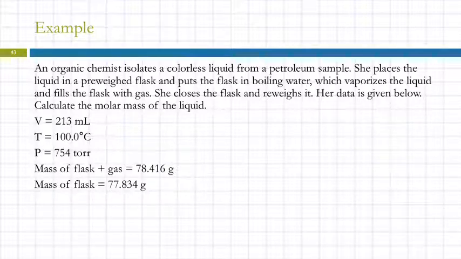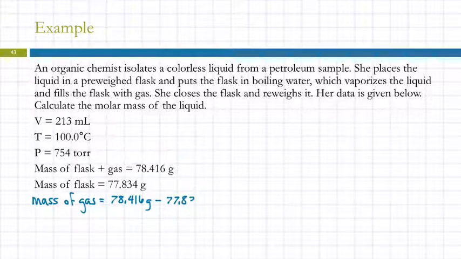let's choose a pen first. The mass of the gas is going to be the 78.416 grams minus 77.834 grams.